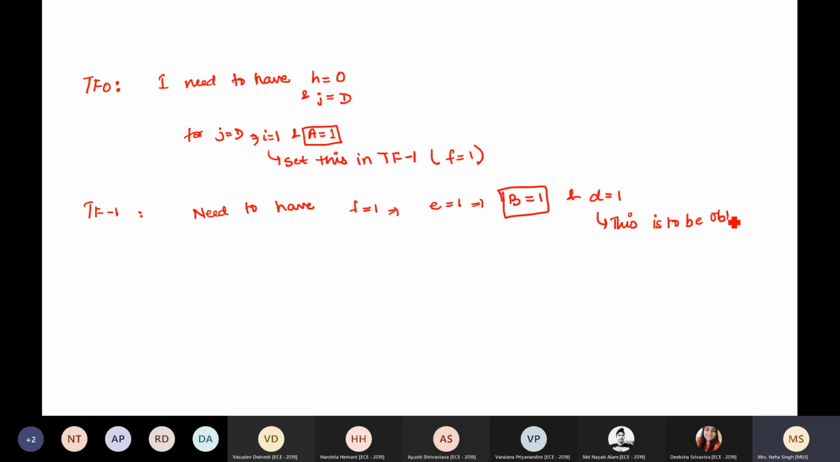This is to be obtained from TF minus 2. So it means now you work with TF minus 2. In TF minus 2, I want C equal to 1 to be set. Right? So C equal to 1, this is my primary input that I have set. What about A and B now? Don't care. So at this point A is don't care, B is don't care.